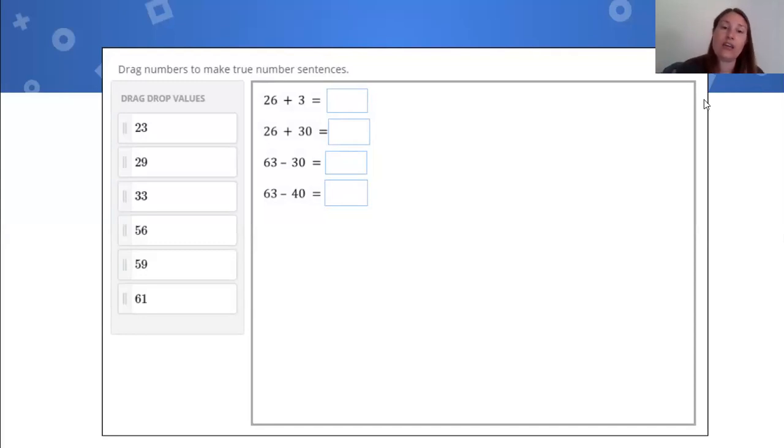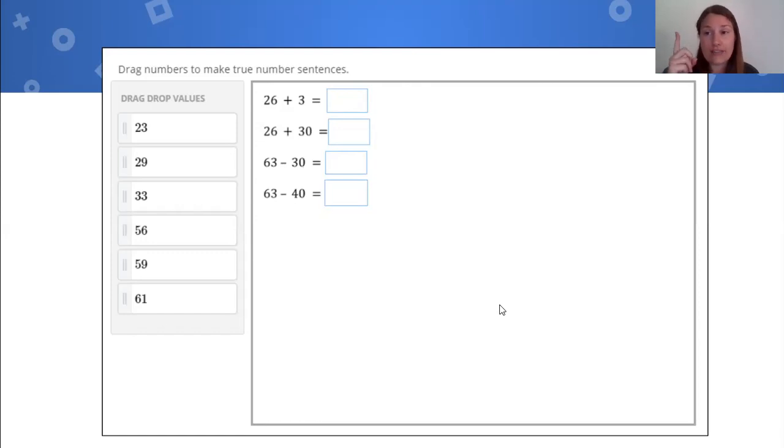So if you're looking at 26 plus 3, you can see that you're adding to the ones. Here it's 26 plus 30. Again, you have the 3, but it's in the tens place. So you really want to be careful and pay attention to 2 things here. What place value are you adding to? And are you adding or subtracting? Because I said adding, but I'm looking at the symbols and I see that the first 2 are adding, the second 2 are subtracting. They're taking away.